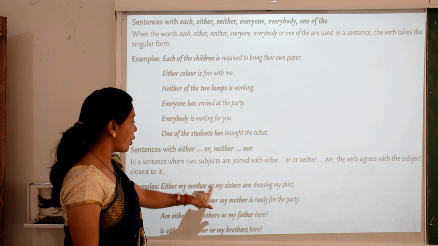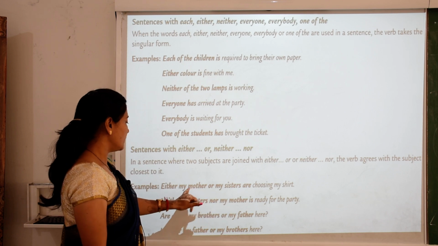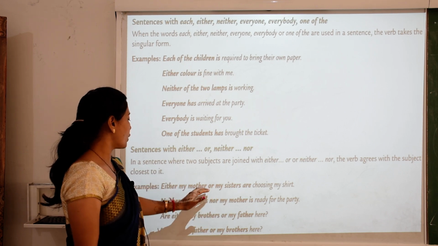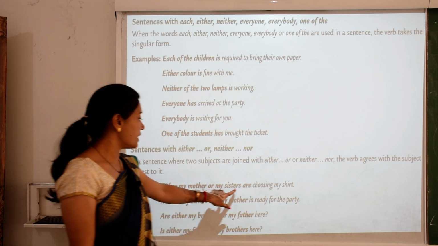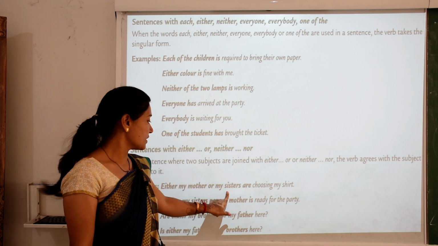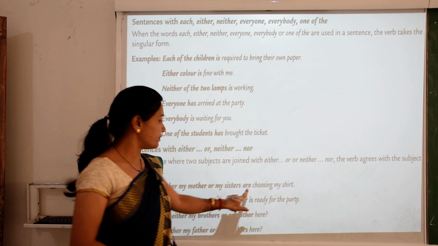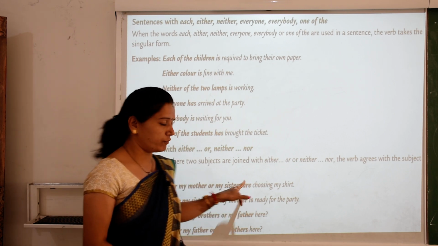Either my mother or my sisters are choosing my shirt. So here the words are joined with either or. So we have to write the verb according to the closest subject. As you can see here, my sisters is in the plural form. So we have to write the verb in the plural form.